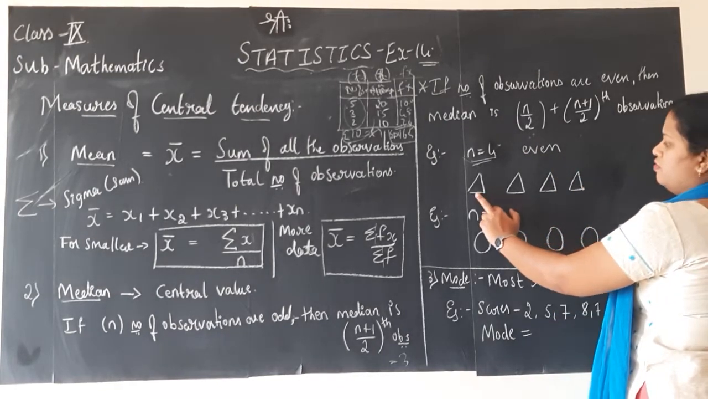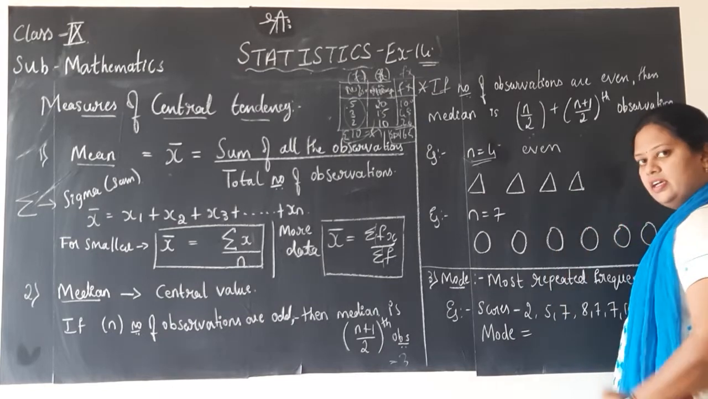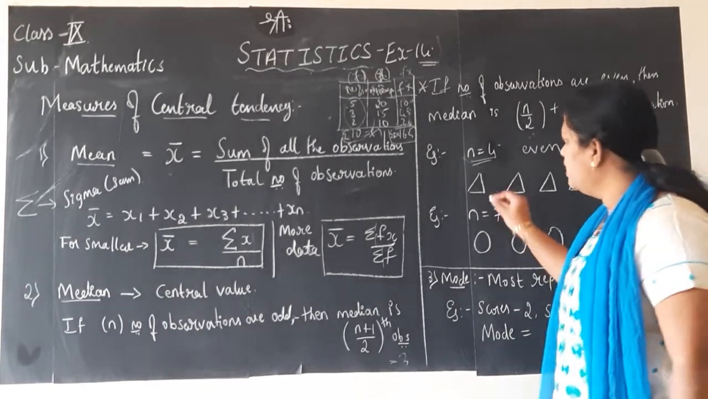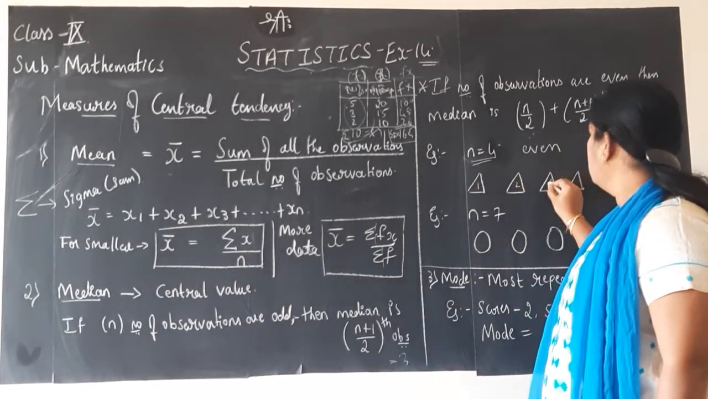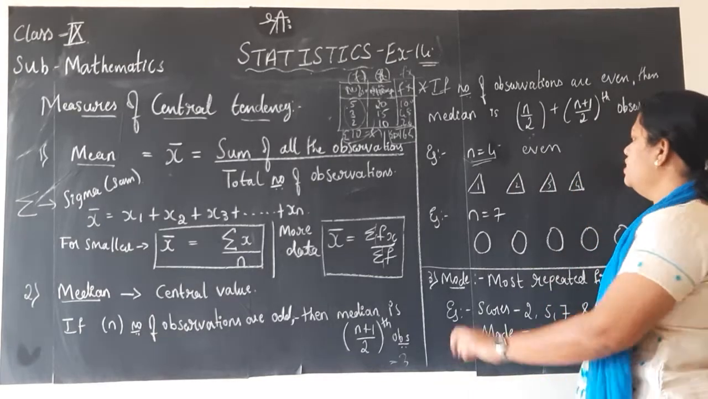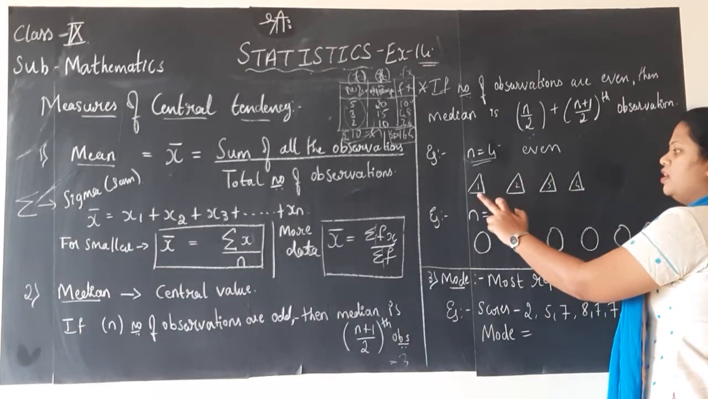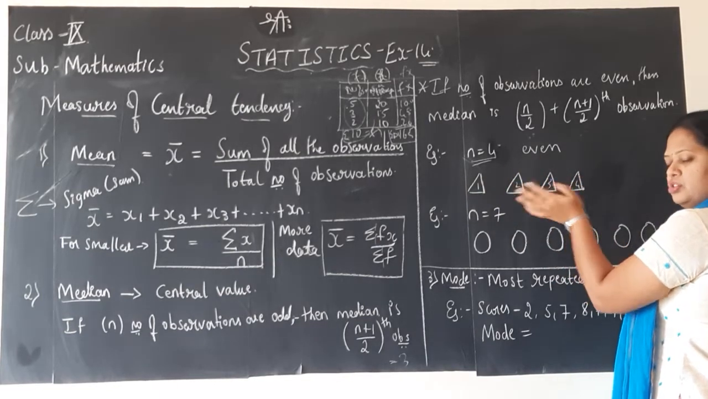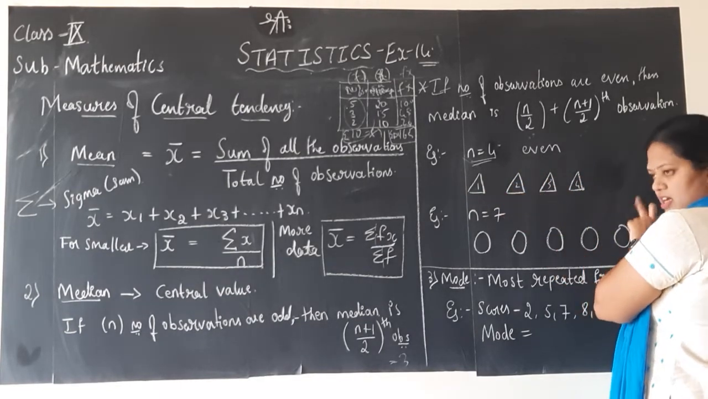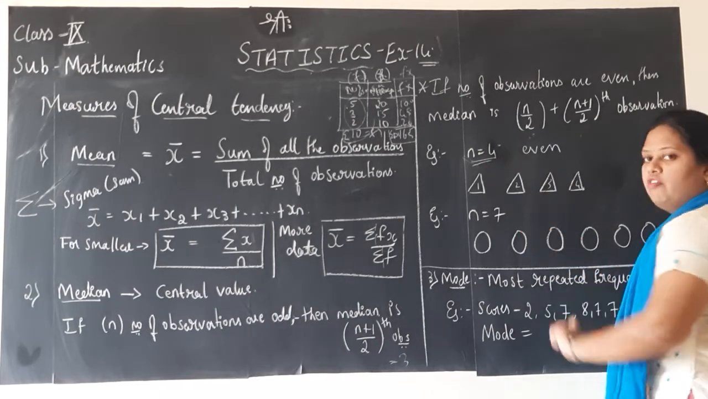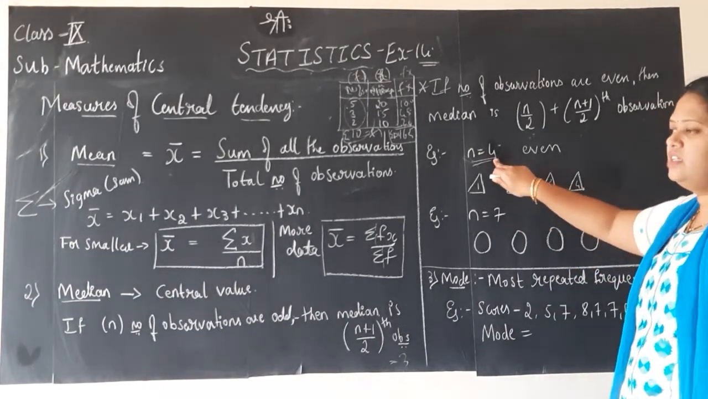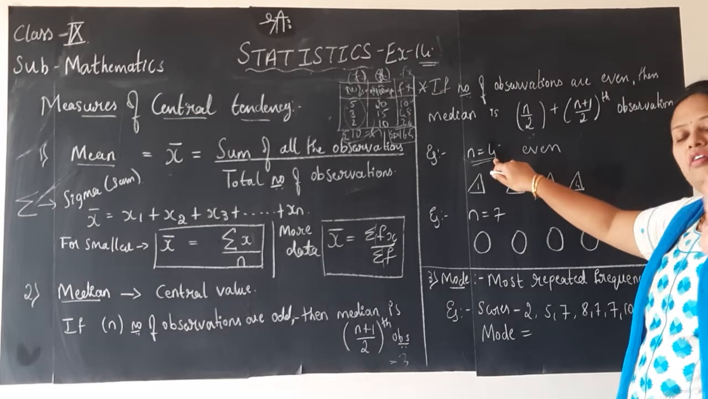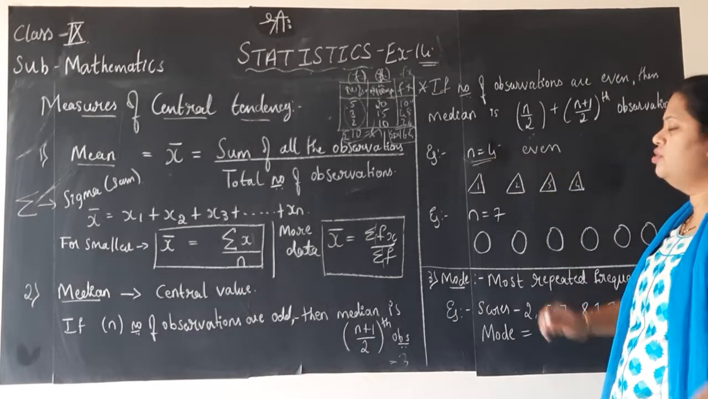Here you count: 1, 2, 3, 4, you have 4 triangles. Let me label the triangles as 1, 2, 3 and 4. There are 4 triangles, so you will count. Similarly you will have scores like 5, 10, 20, 30; you will count how many are there. That will be your n value. If you get n as an even number or an odd number, what to do? Like that you should think.